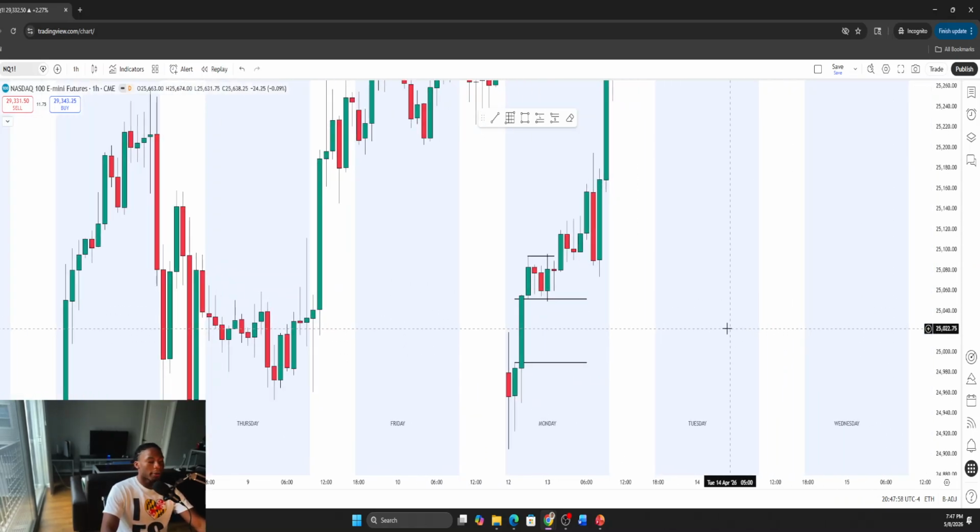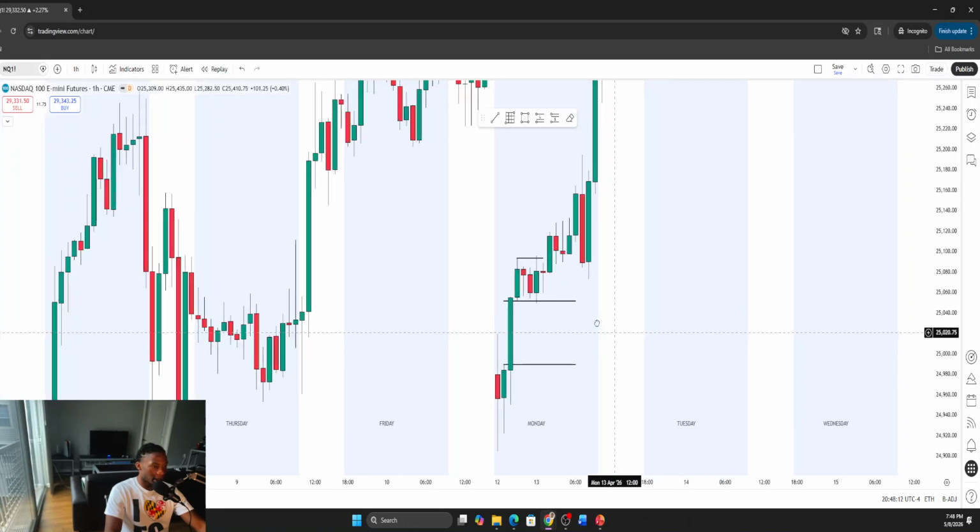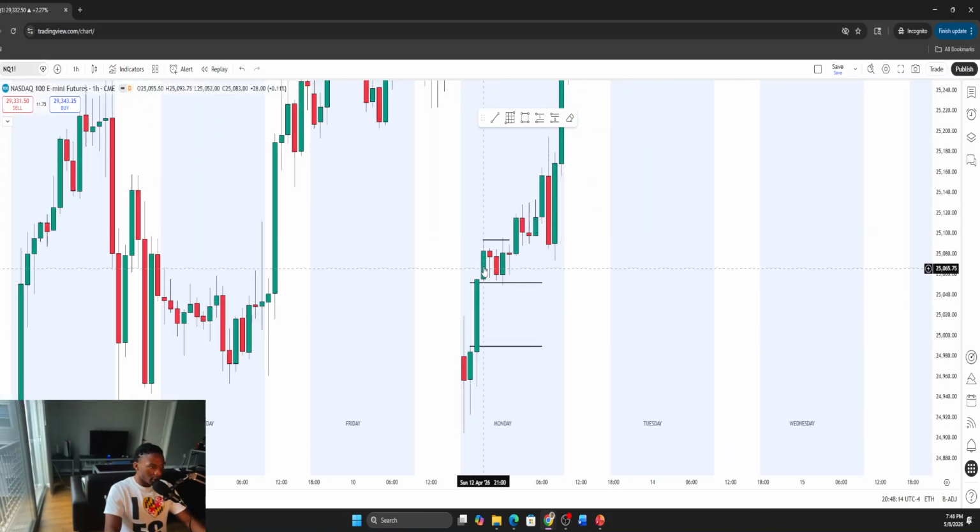So one thing you've got to remember is price does 2 things. We create inefficiencies first, but we fill them out and we deliver to liquidity. So liquidity and imbalances are what move the market, right? Price is always seeking out liquidity, seeking out imbalances. Okay. We continue. So 1, 2, 3.